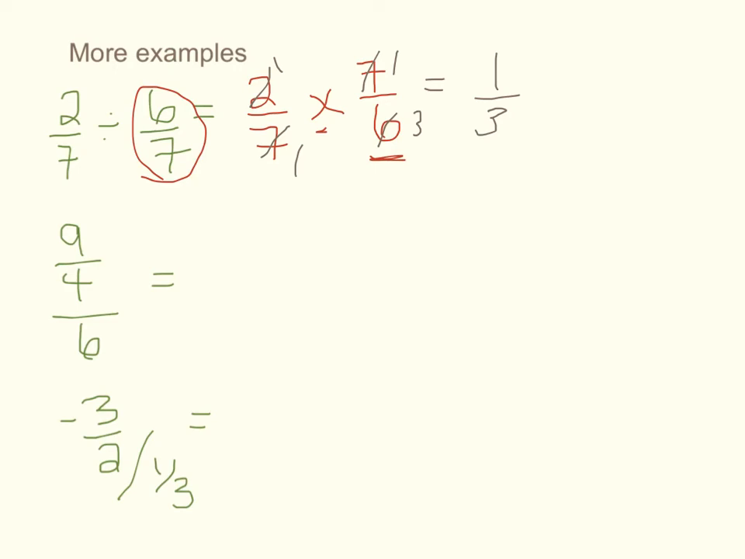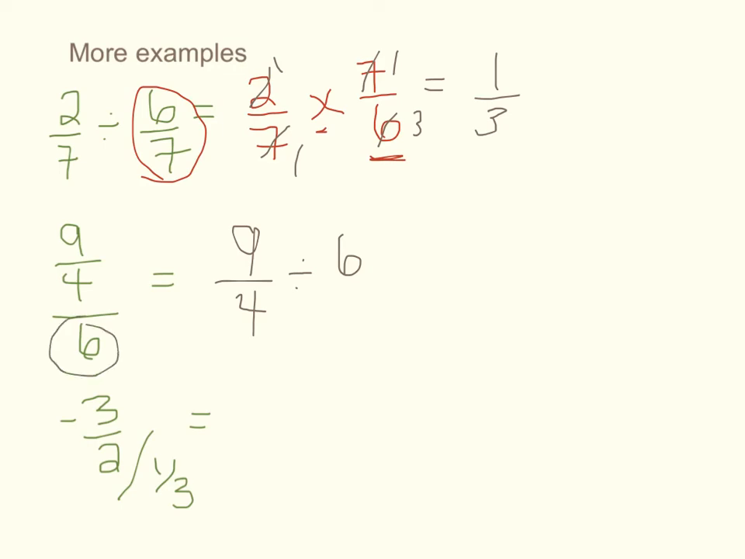The next example, I have 9 over 4 divided by 6. So again, I'm going to leave out that division symbol. You often will see division written like this. So it's the same thing as 9 quarters divided by 6. So again, I need to flip the second fraction, or in this case, the bottom fraction.